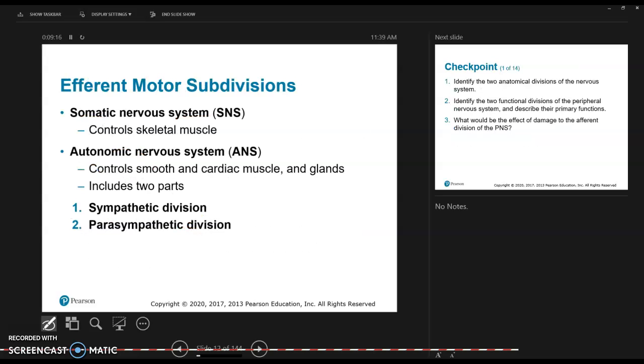All right, the somatic nervous system controls skeletal muscle. So just remember, somatic, skeletal muscle. And the autonomic nervous system controls the other two types of muscle, smooth and cardiac muscle, and also glands. And it is divided into the sympathetic and parasympathetic division.